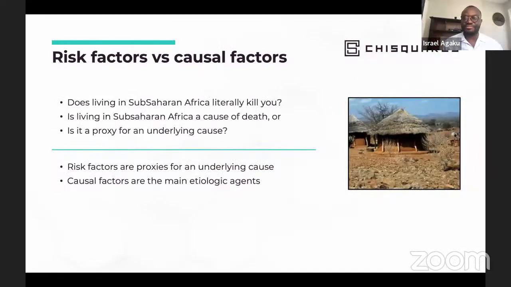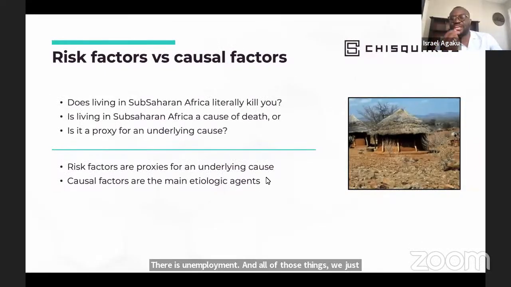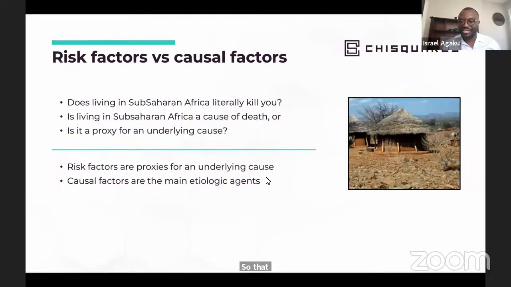Sub-Saharan Africa, right? So you really have to understand the distinction between risk factors versus causal factors. In this example, the risk factor here is living in sub-Saharan Africa, and that is simply a proxy for a whole lot of things like malnutrition and poverty and so on and so forth.